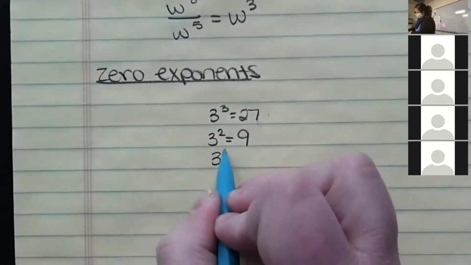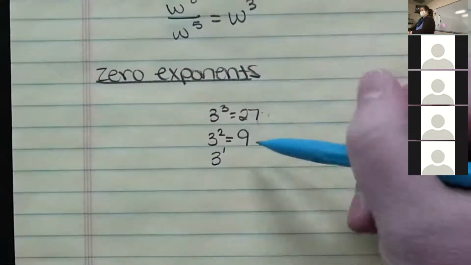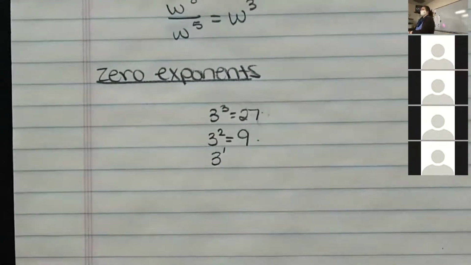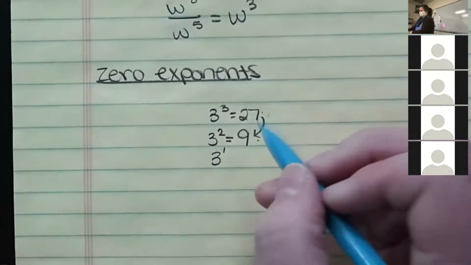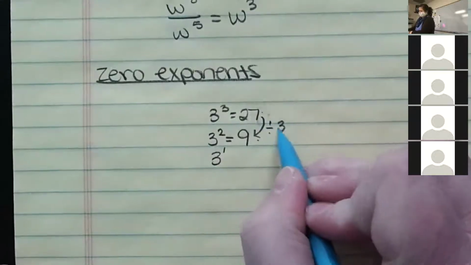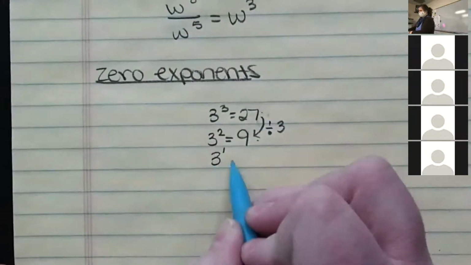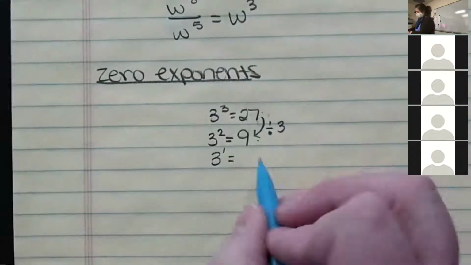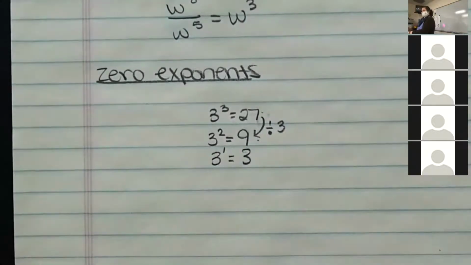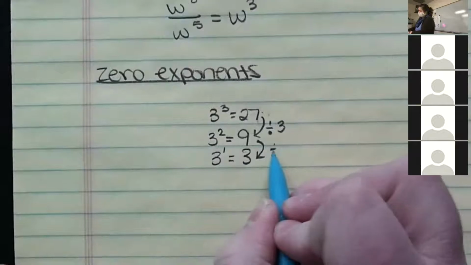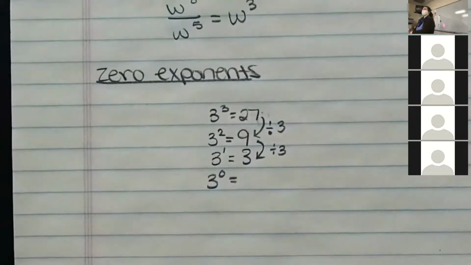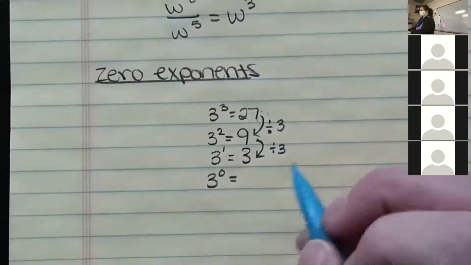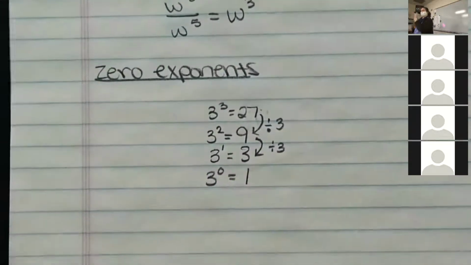Well, what's the relationship between this 27 and this 9? What's happening there? Multiplied by 3 if you go up this way, right? So if you go this way, instead of multiplying by 3, you're dividing by 3, right? So what do you think 3 to the 1st power is going to be? 3, good. Because if I take 9 and divide it by 3, I'd get 3, right? Okay, interesting. Well, what happens if I get 3 to the 0 power? It would be 1, because 3 divided by 3 is 1.